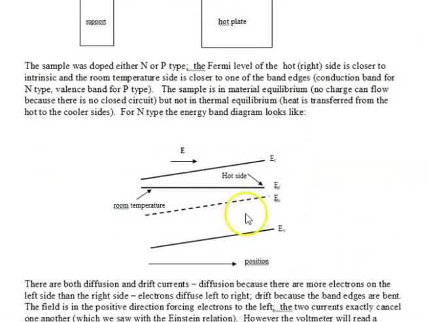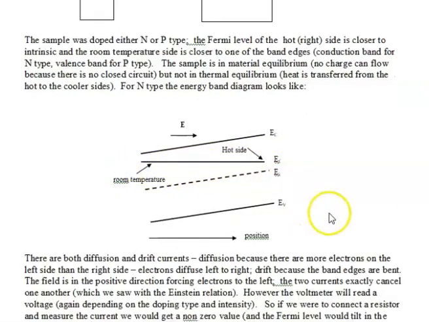The energy band diagram, I hope you recall this, looks like this. The hot side is closer to intrinsic, whereas the cold side has the full weight of the doping. In this case, it is N doping because the Fermi level is close to the conduction band. All of the band edges are tilted, but the Fermi level, representing the fact that we have a material equilibrium, is straight and horizontal. Okay.